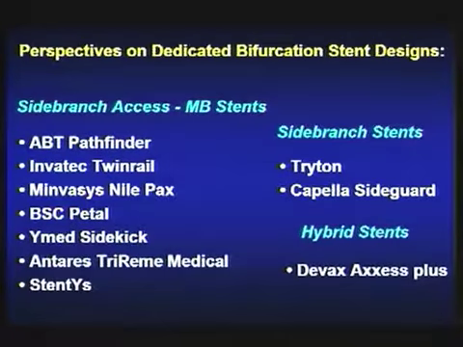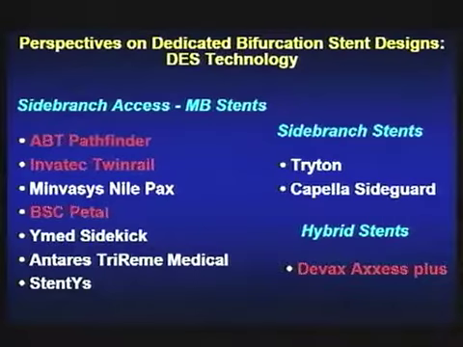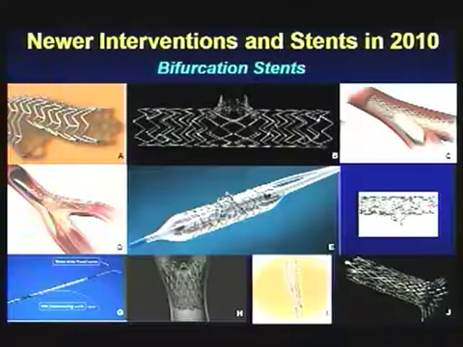Then there are side branch stents which will open up at the ostium of the side branch, and you can then put a stent in the main vessel. These are the Triton and Capella side guard, and I would call it a Davex Access Plus, which is the conical shape through which you put additional stent into each branch, another kind of a hybrid stent. As far as the DES design, the ABT Pathfinder, Invatec, BSC Petal, and Davex are the drug-eluting stent. Others are bare metal. Triton actually is the first bifurcation stent coming to the United States, and the trial will start soon. And these are some of the pictures here.